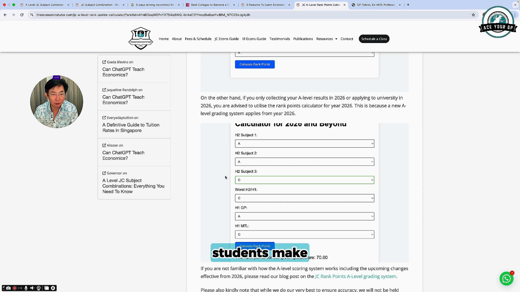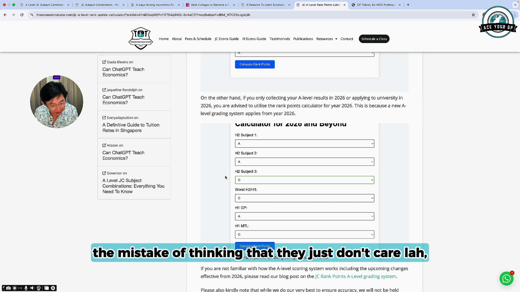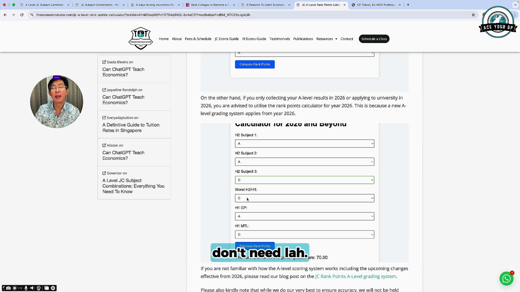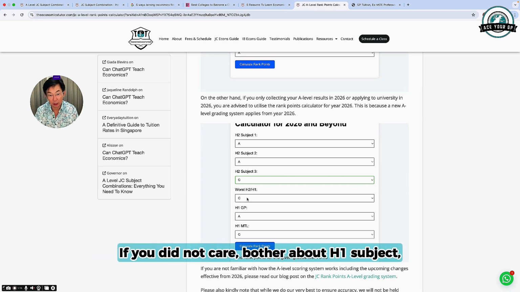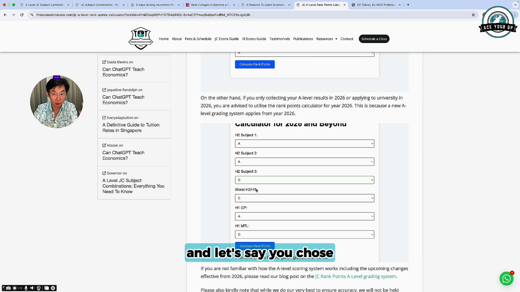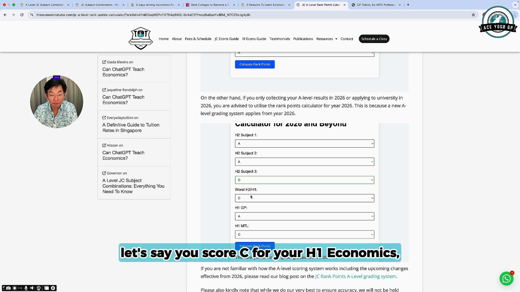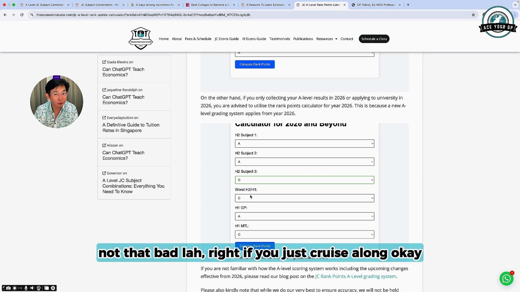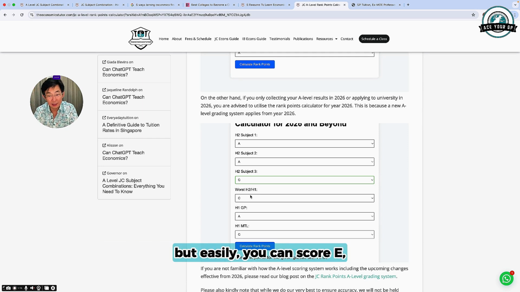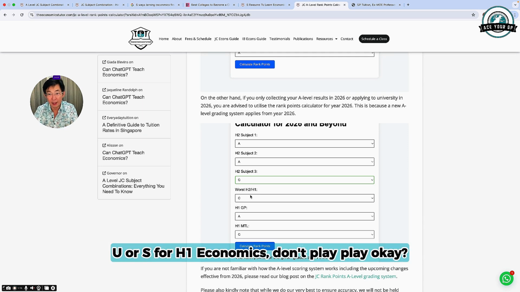Now, many JC students make the mistake of thinking that they just don't care about H1. I don't care, I don't need an A. That is quite an unfortunate error. If you did not bother about H1 subject, and let's say you chose economics as your H1 subject, let's say you score C for your H1 economics, it could be worse. C, not that bad, right? If you just cruise along, easily you can score E, U, or S for H1 economics.